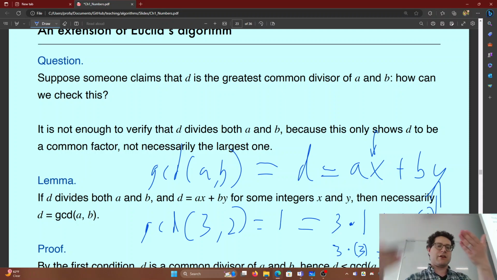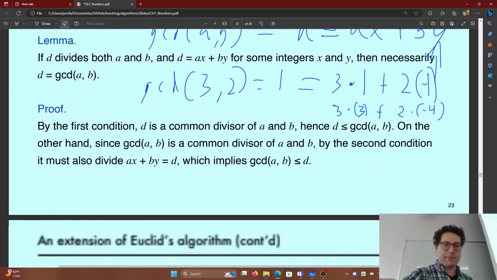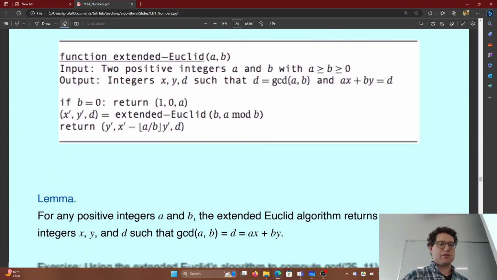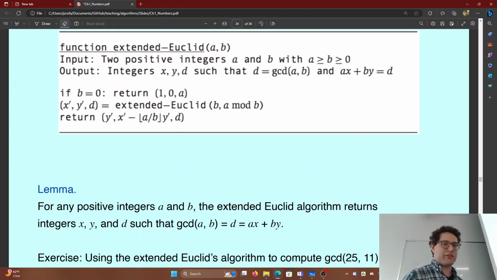So again, these things are not unique. You can generate X and Y with these. Now, the extended Euclidean algorithm generates both these numbers. The extended Euclidean algorithm generates both these numbers, and it looks like this.